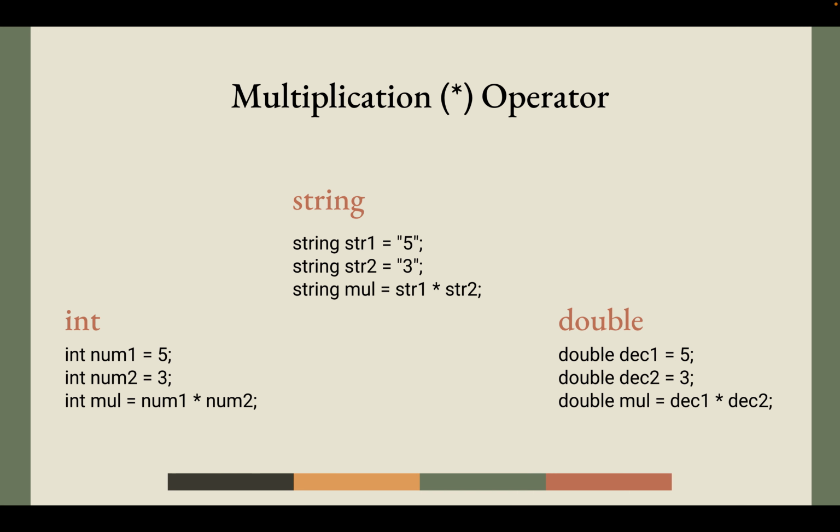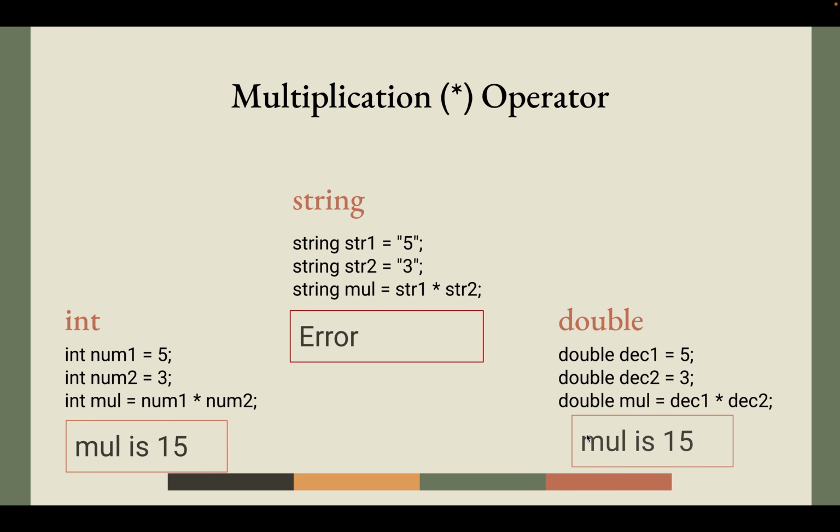Multiplication operator. This is indicated by the star symbol, or the asterisk, shift 8 on a lot of keyboards. So again, I'll pause the video. Okay, I'm back with the answer. num1 times num2 will be 5 times 3 is 15. As we talked about on the previous slide, you can't do multiplication with a string, so that's going to be an error. And then for double, we're also going to have mul is 15.